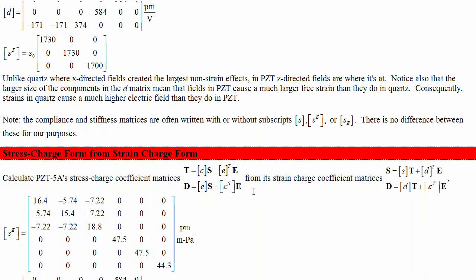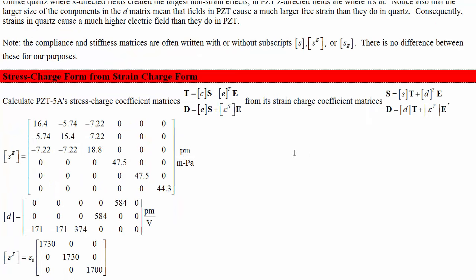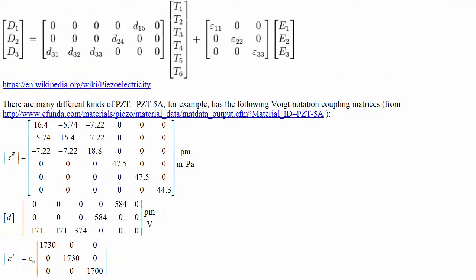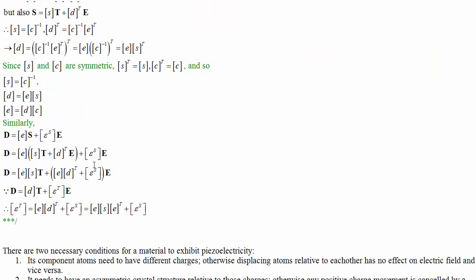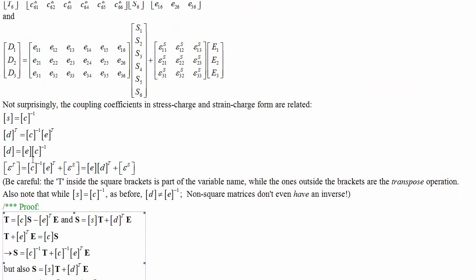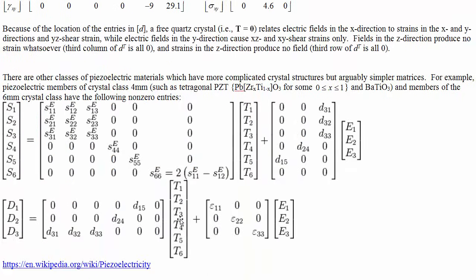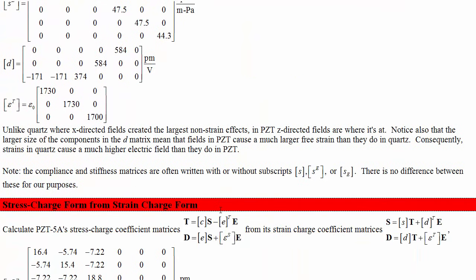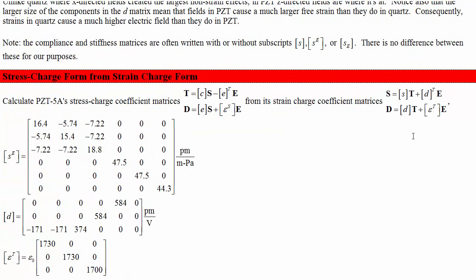Okay. First thing that we're going to do is use the formulas that we had up earlier, this set of formulas, to translate between the stress charge coefficients and the strain charge coefficients. Oftentimes when you look this up, any one source will only have the stress charge coefficients or only the strain charge coefficients, but for different purposes you're going to need both sets of coefficients. So first thing we're going to do is calculate PZT5A's stress charge coefficients, the ones in here, from the strain charge coefficients, the ones in here, presented below.